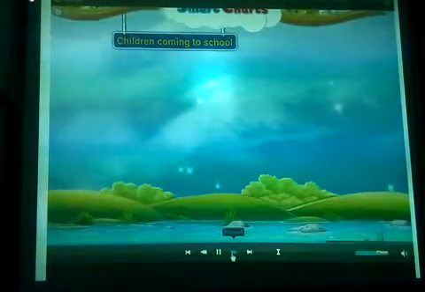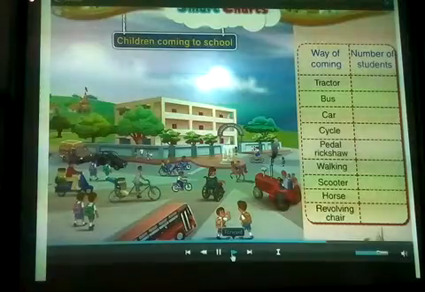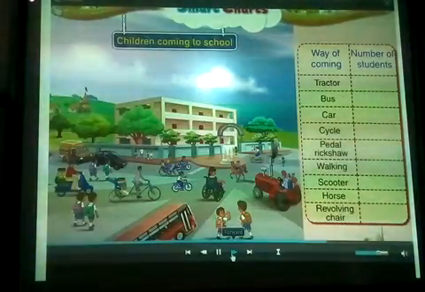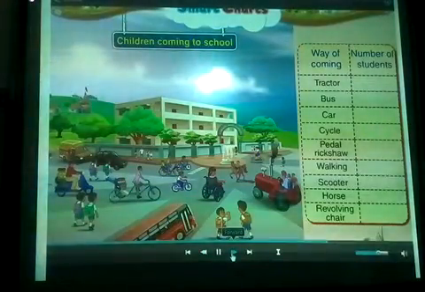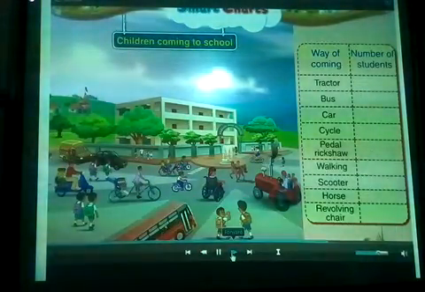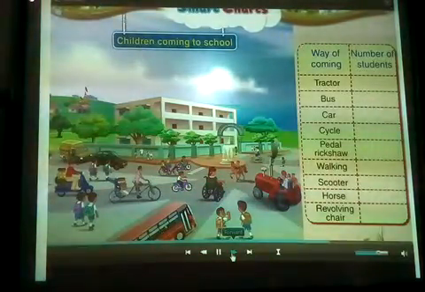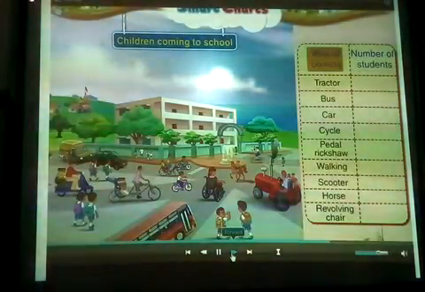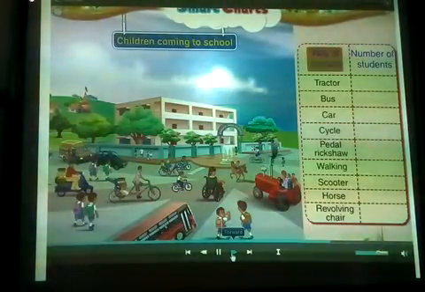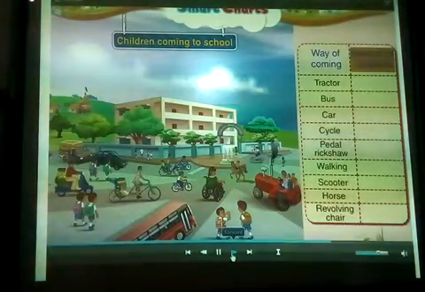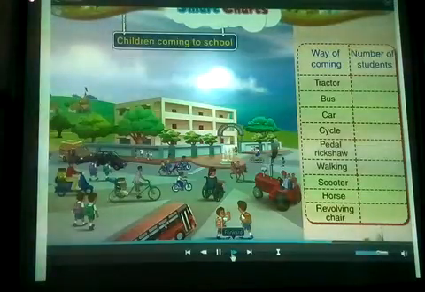Children coming to school. The picture shows how students come to school. On the basis of this picture, we will fill in the table. The table has 2 columns. The first column shows how children come to school, that is, their way of coming. And the second column shows the number of students who come by that way.